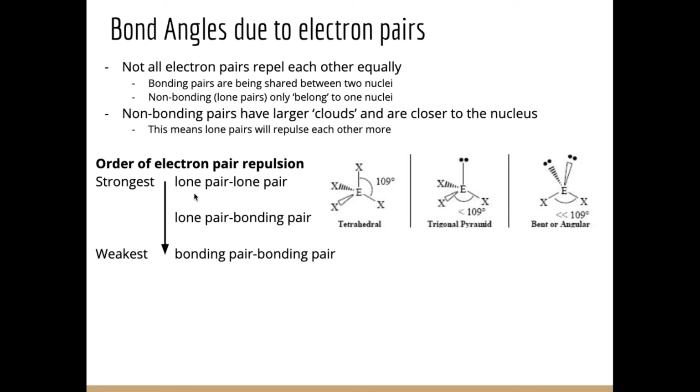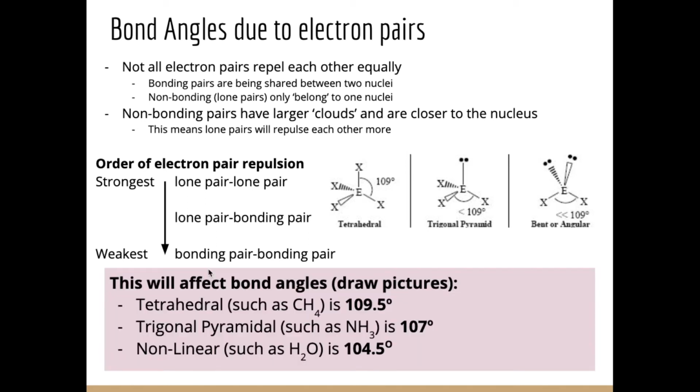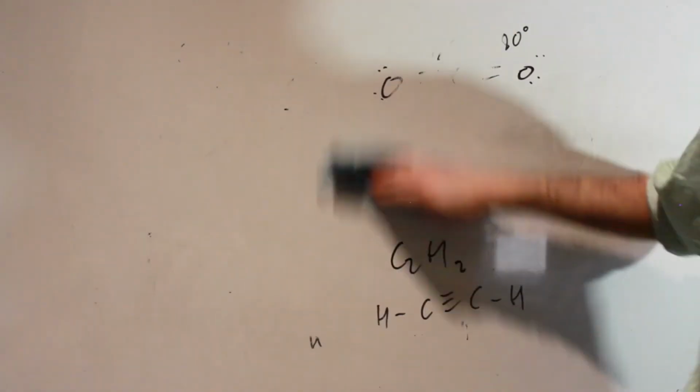And here's the order of electron pair repulsion. Lone pairs will repel the most with other lone pairs because they have the biggest cloud and they are closest to the nucleus. Lone pairs will then repel bonding pairs with the next strongest repulsion, and then bonding pairs will repel bonding pairs with the weakest repulsion. This will affect the bond angles seen in these 3 shapes. Let's draw some examples.